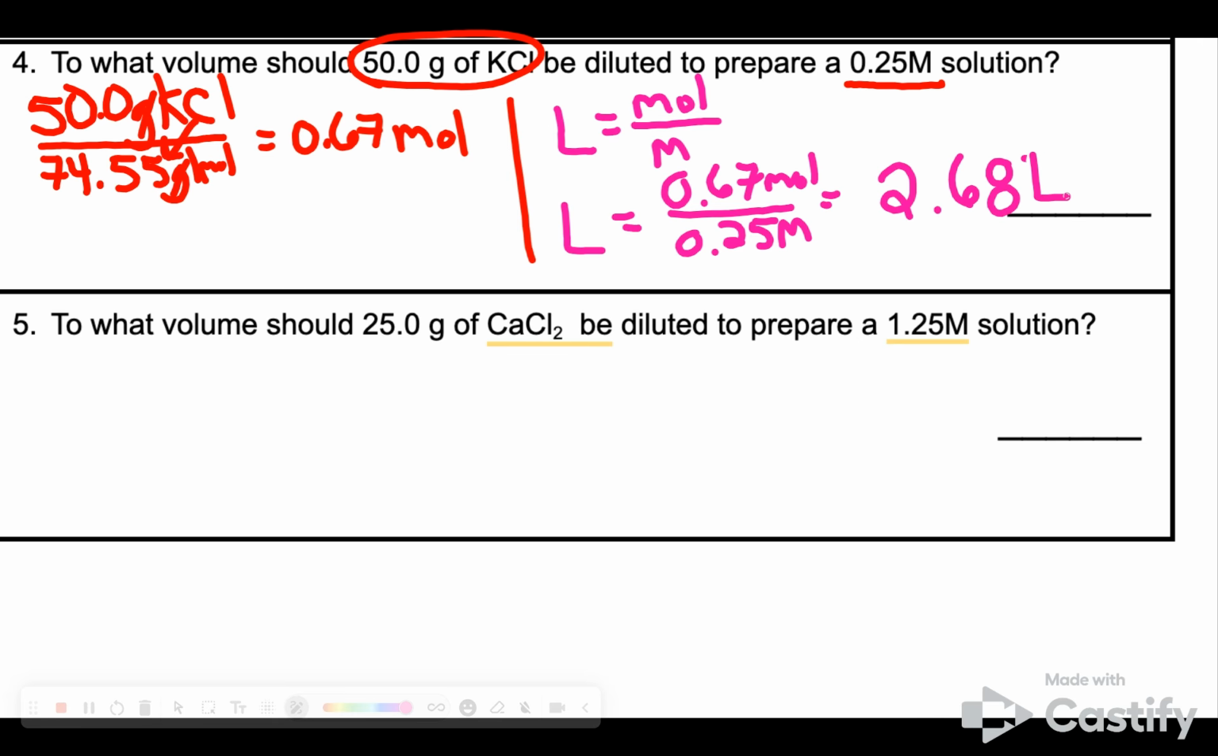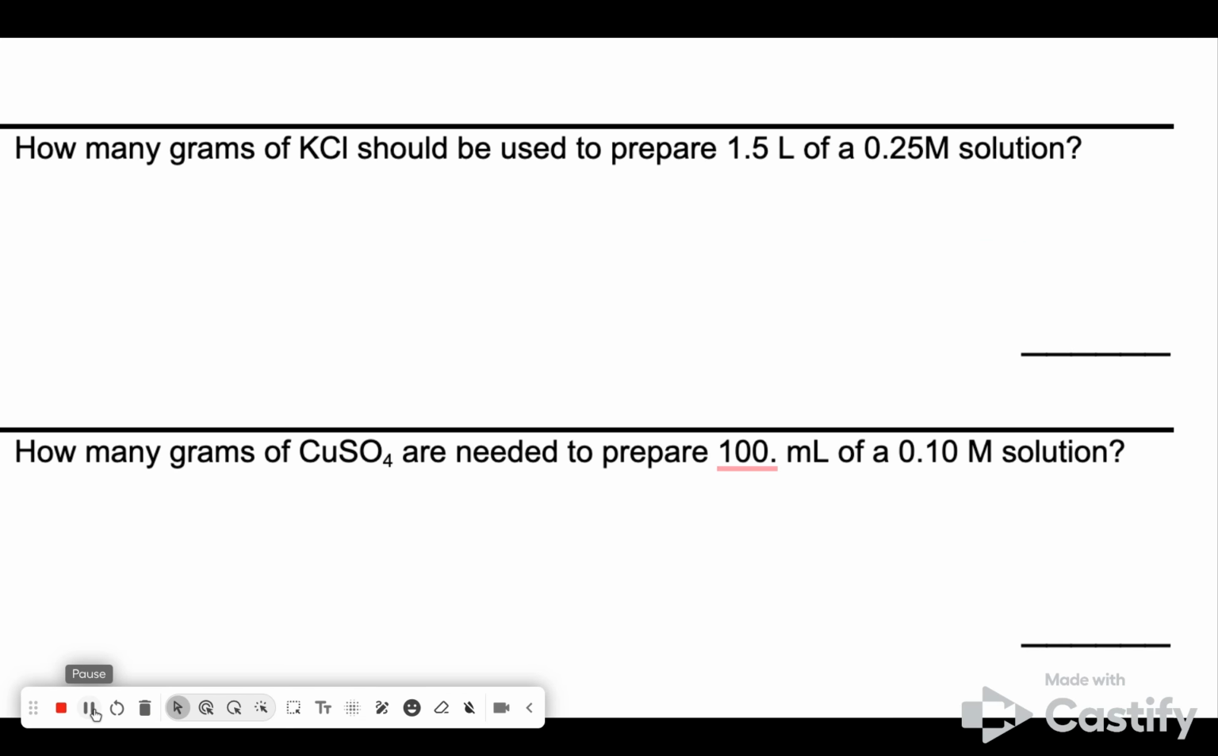2.68 liters is your final answer. So go ahead and try numbers 5 and 6. Alright, so I hope you had luck trying those ones. Now we're going to try number 8.